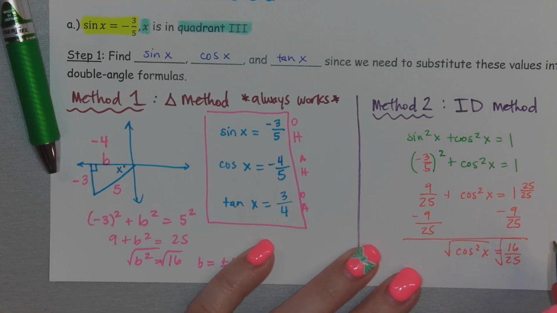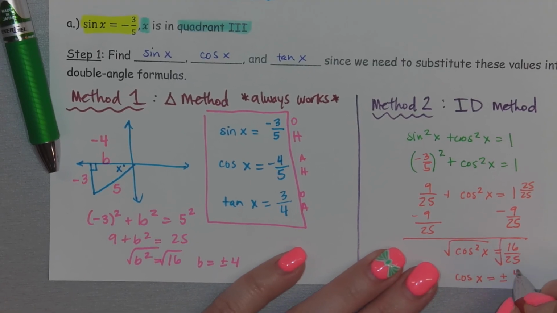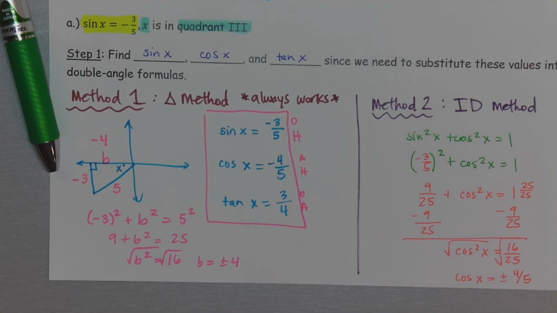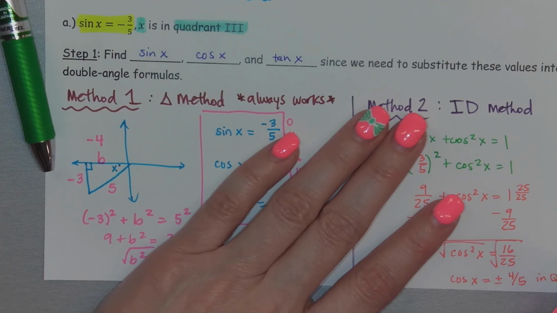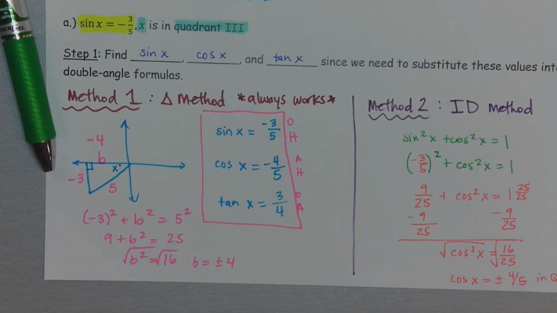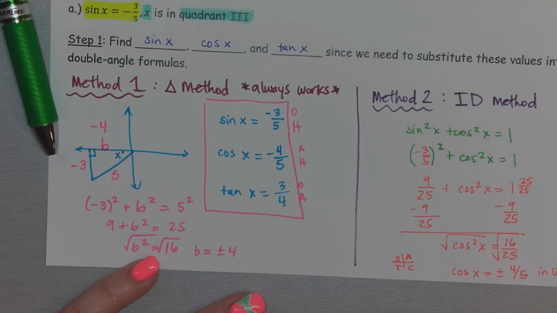And then we have to square root. So again, when you're doing the square root, it's plus or minus 4/5. And then you know that x is in quadrant 3. You can use All Students Take Classes to help you figure out what those signs are.